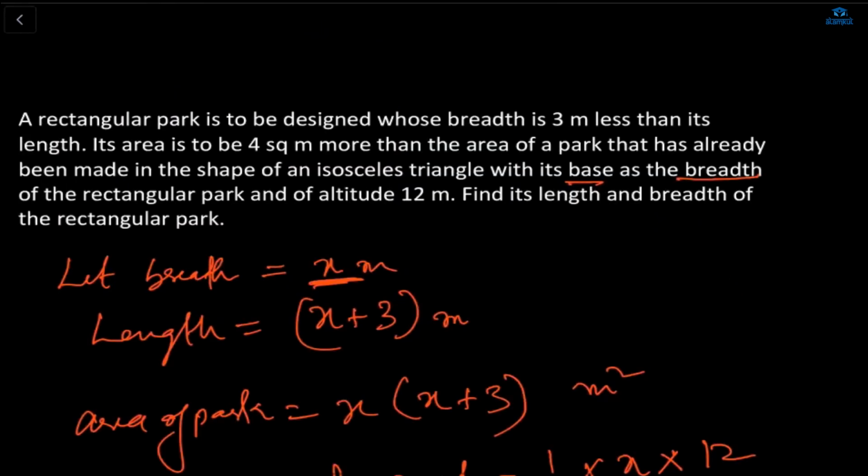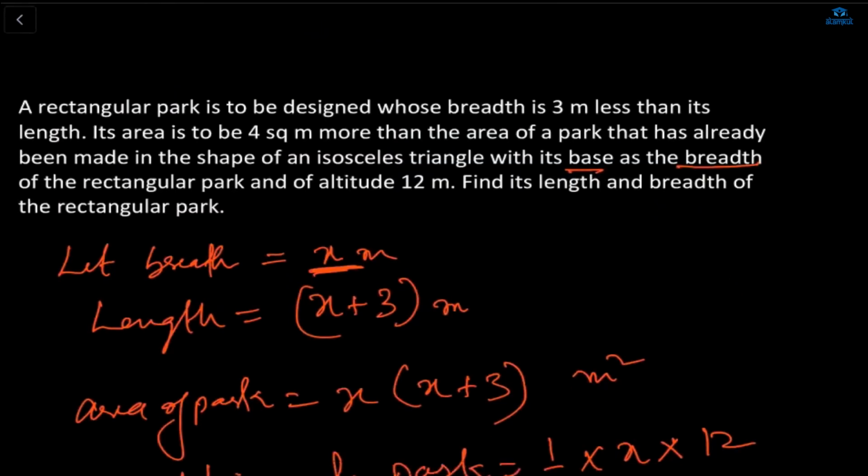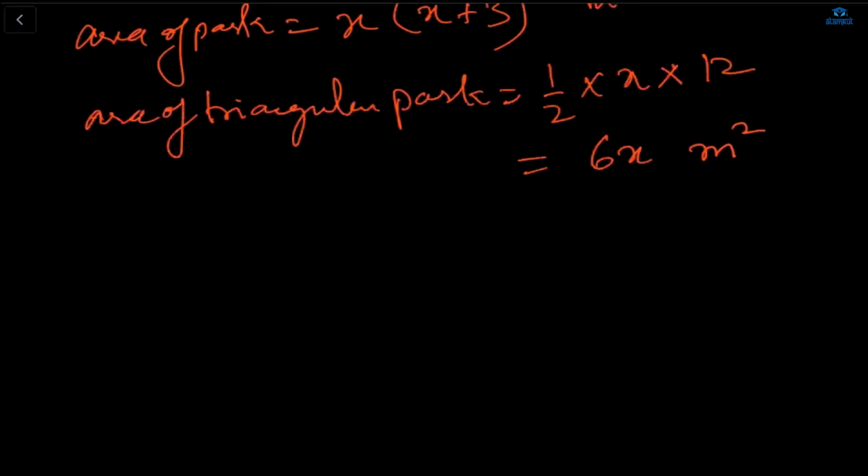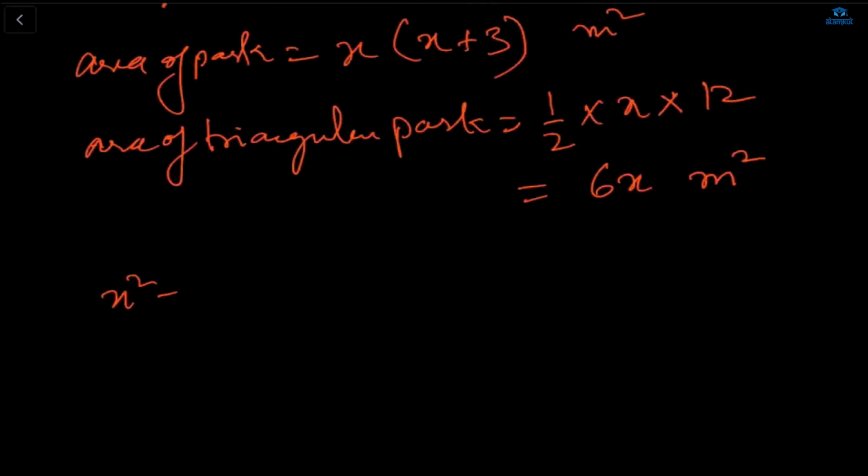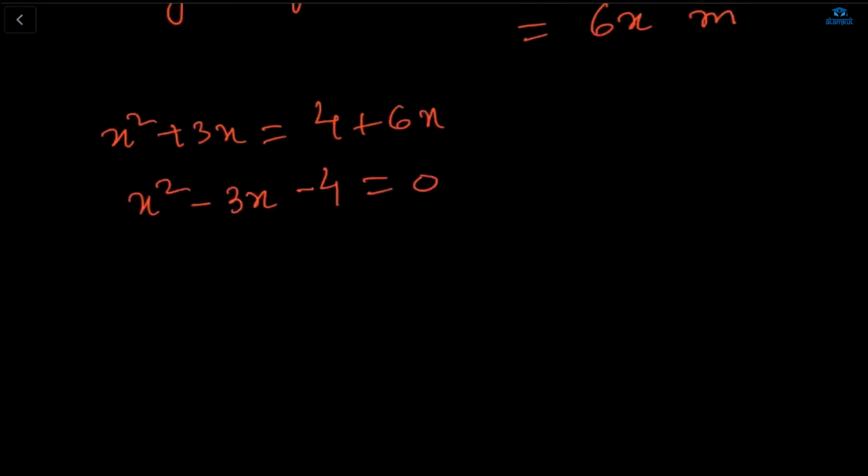Now what is given here? The difference is 4 more. So it will be x square minus 3x is equal to 4 plus 6x. But for me, it is x square plus 3x. You can just find the final answer, because only in the final answer will you get it.